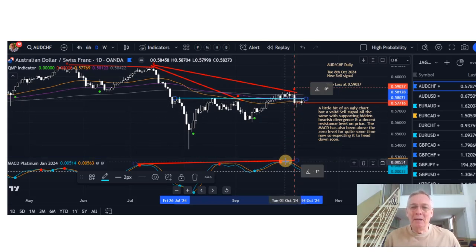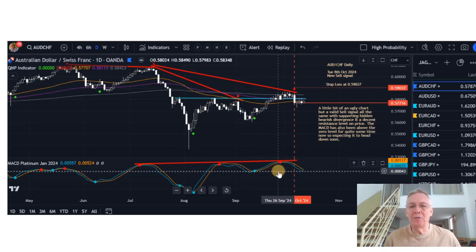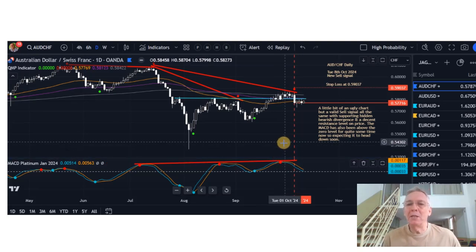Now it's heading up again. MACD Platinum is above the zero level. Remember, we're looking to sell when it's above the zero level and buy when it's below the zero level. MACD Platinum's an oscillator, it oscillates around the zero level. This is the zero level here. So it'll always come back to the zero level. Might take a long time, but it will always come back.